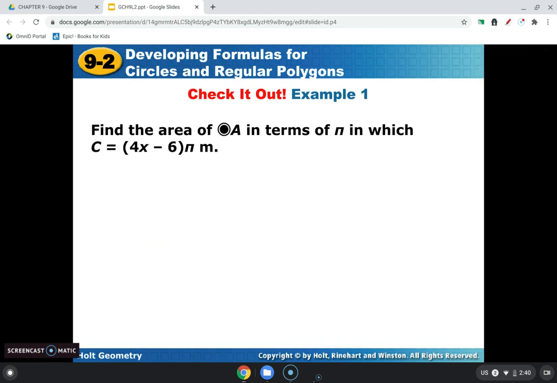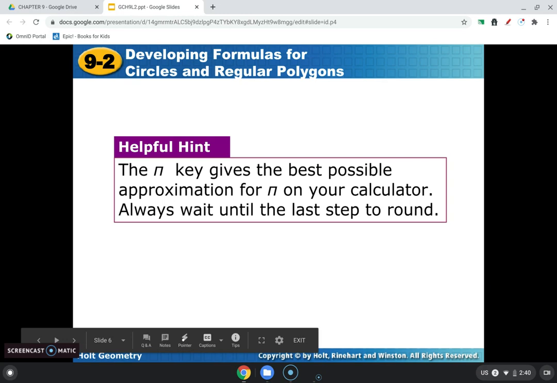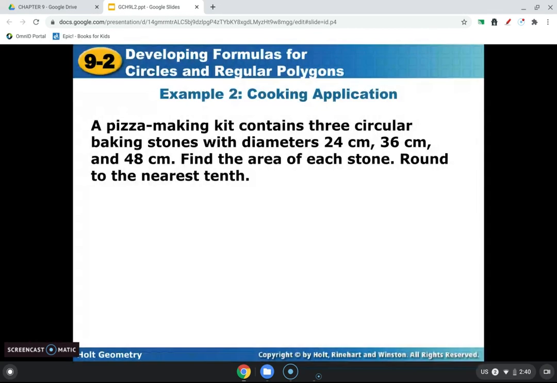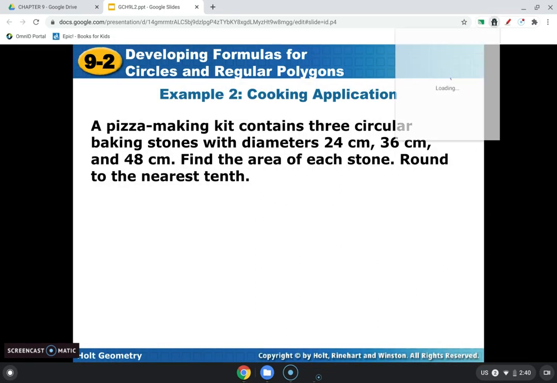If you would FOIL that out, you could do that as well, but you can leave it like that for these problems. All right, the pi key always gives you your best approximation on your calculator. Don't round until the last step. So a pizza making kit makes circular baking stones with 3 different diameters. Find the area, rounded to the nearest tenth.